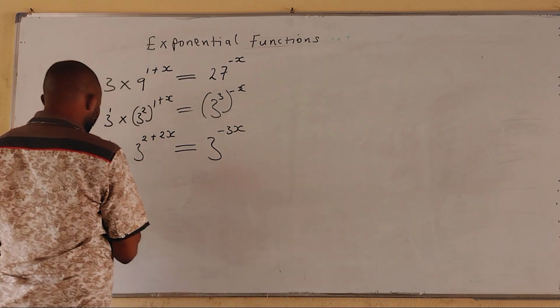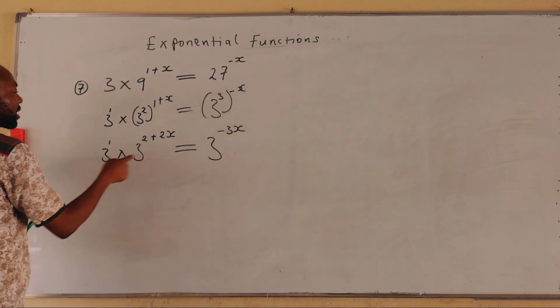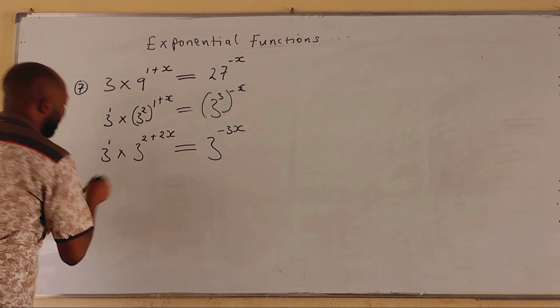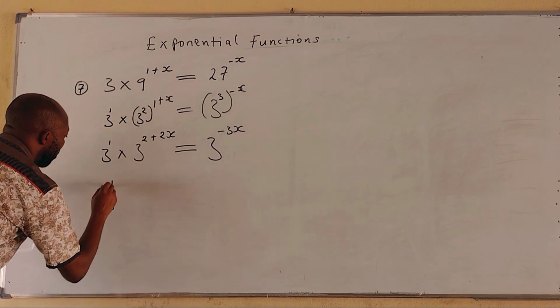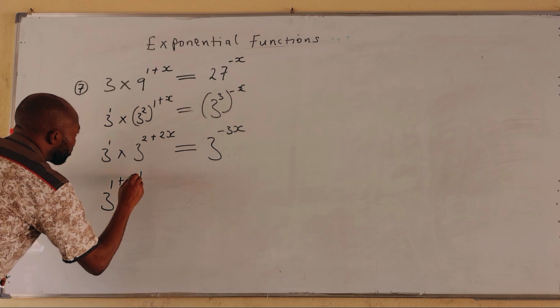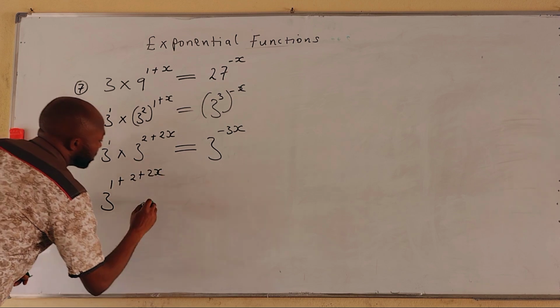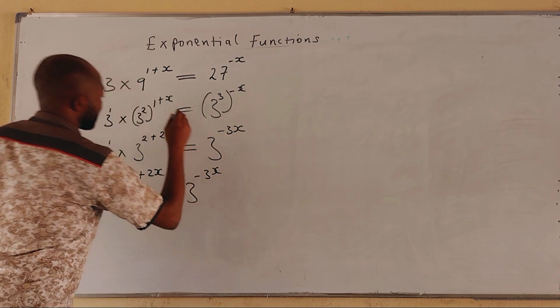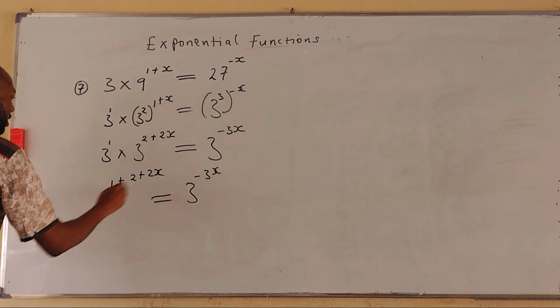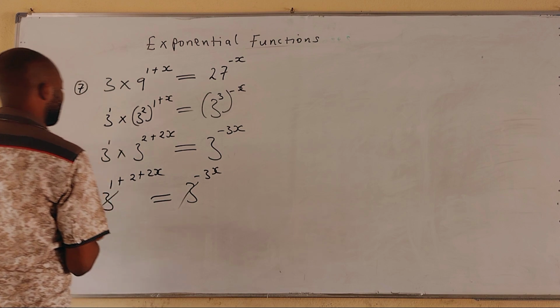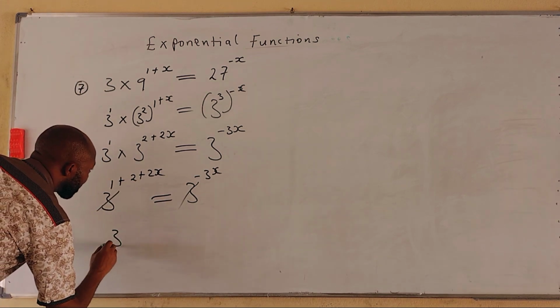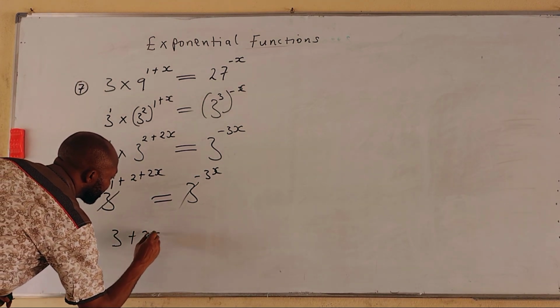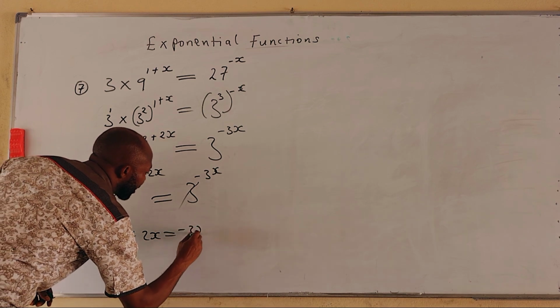Now, multiplication law says that when numbers with equal bases are multiplied, the powers are added. So I now have 3 raised to the power 1 plus 2 plus 2x is equal to 3 raised to the power minus 3x. Now I take this out, they have the same base. 1 plus 2 is 3 plus 2x is equal to minus 3x.